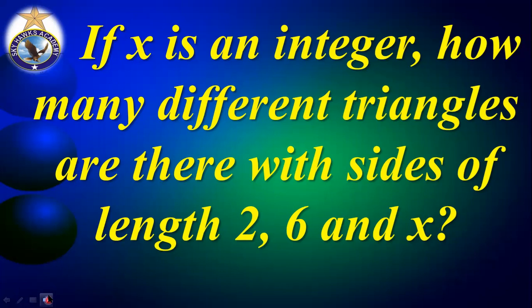If x is an integer, how many different triangles are there with sides of length 2, 6, and x? Basically, the triangle has three sides. Out of those three, two are given, 2 and 6. One is substituted for x. If we use these two lengths and a third side, we can vary that with x. So how many triangles can we make? Any idea?